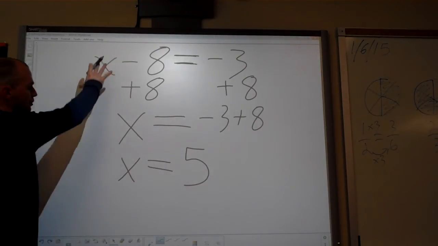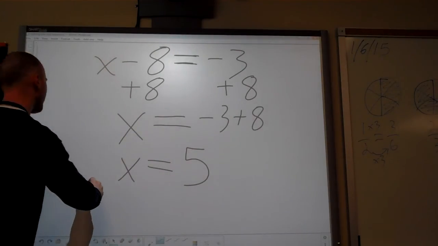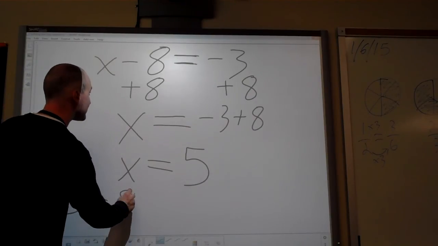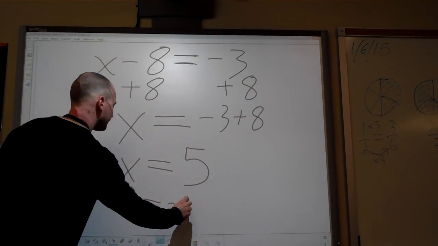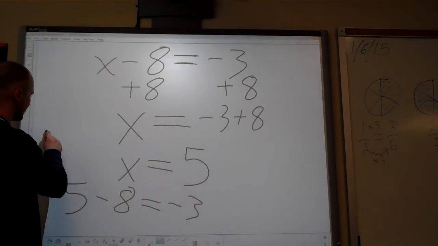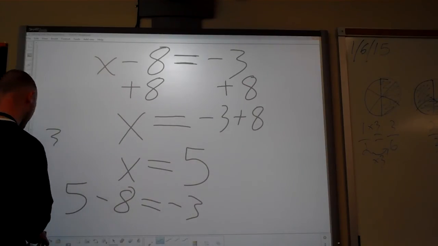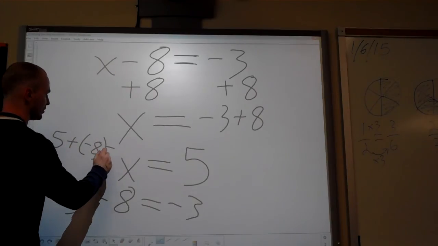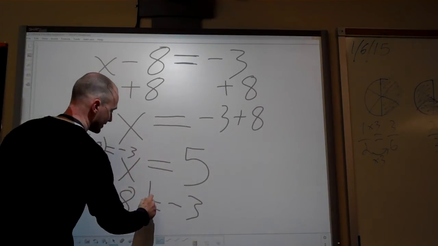Now we're going to go back to our original problem and substitute and make sure it works. So instead of x, I write 5. 5 minus 8. Does that equal negative 3? Well, 5 minus 8 is the same as, oops, 5 plus negative 8, which does equal negative 3. Yes, it checks.